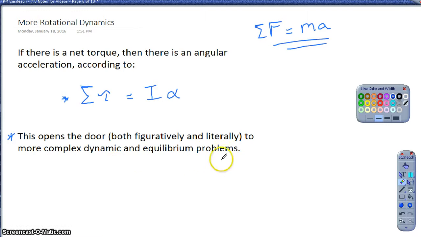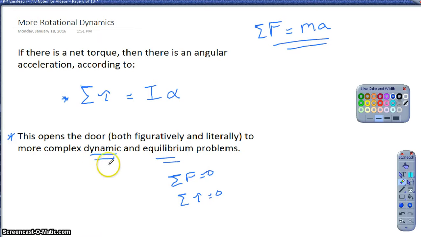But anyway, it's a more complex dynamic and equilibrium problems. So dynamic problems are those where there is a net torque. Equilibrium problems would be those where there is not a net torque, right? Equilibrium implies that the net force is either 0, or if we're talking angular equilibrium, the net torque is 0.